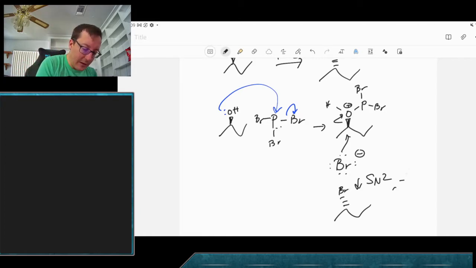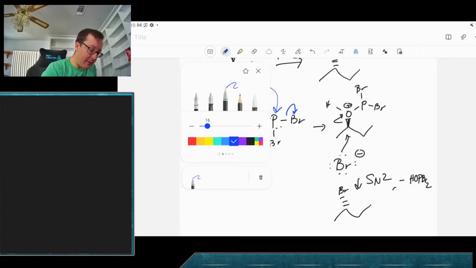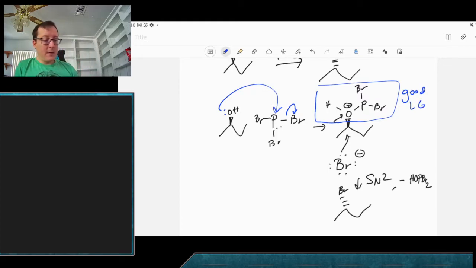And you end up losing some sort of phosphorus-based acid there with some bromines. So again, this bit here is a good leaving group. And it's able to leave, and so you have your bromine coming in from the backside, doing a backside attack onto it, and you'll get that. All right. So, cool. That's kind of it for substitutions.